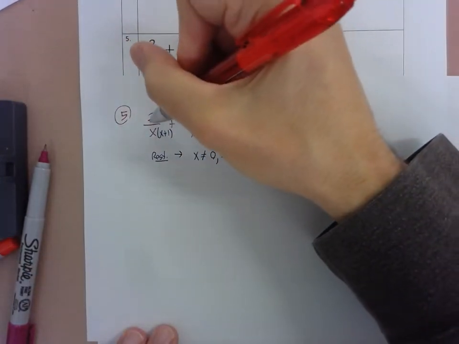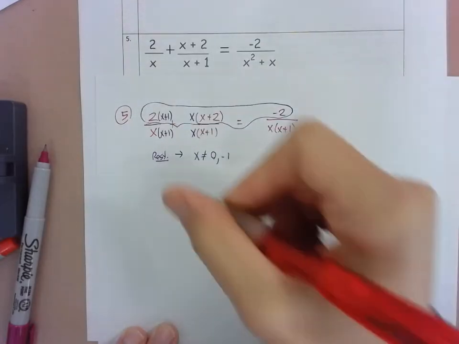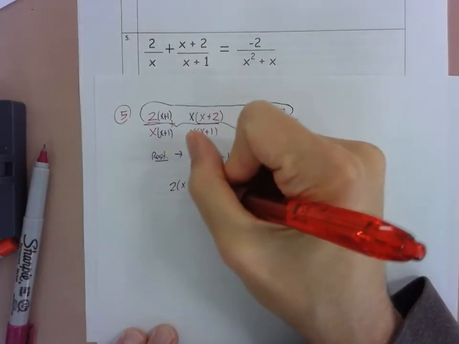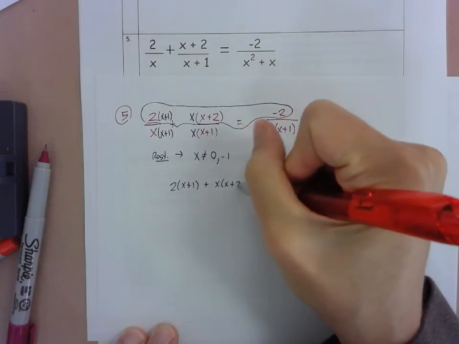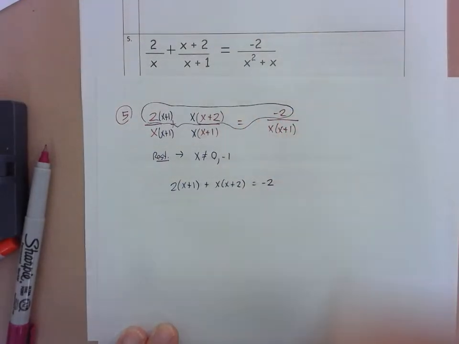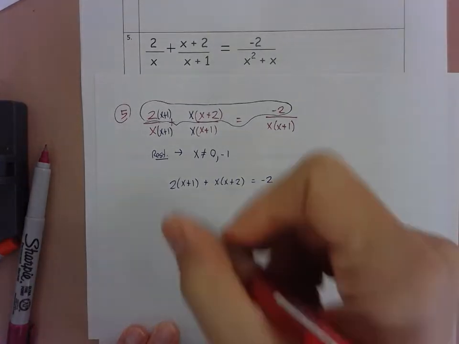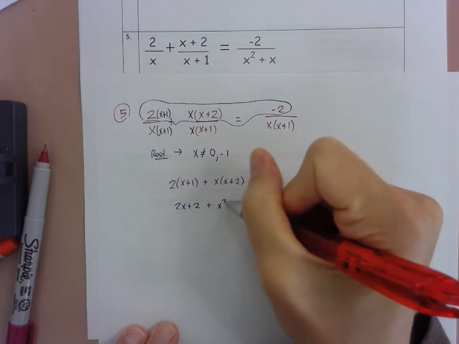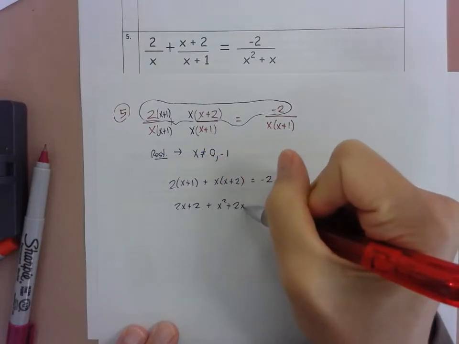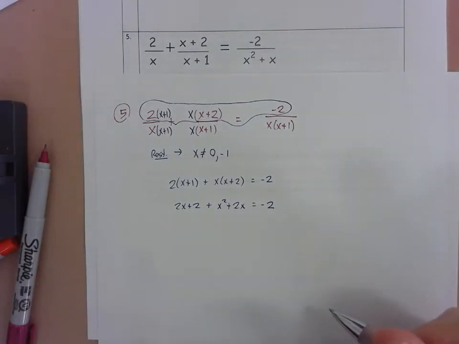Let's solve our numerator. And so that's going to be 2x plus 2 plus x squared plus 2x equals negative 2. And we're going to have another quadratic.